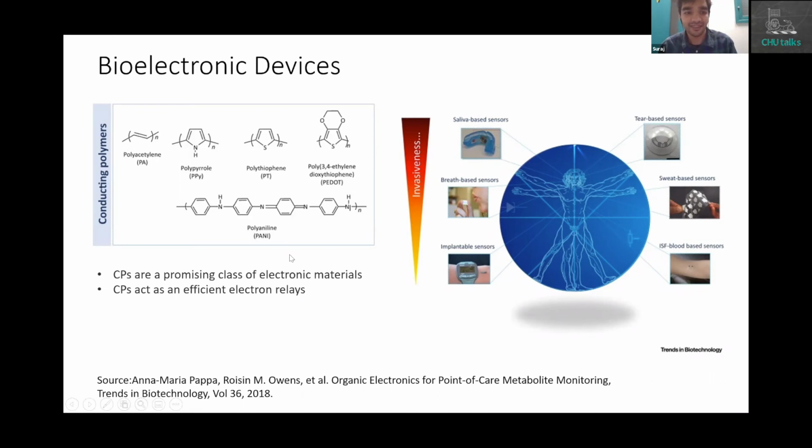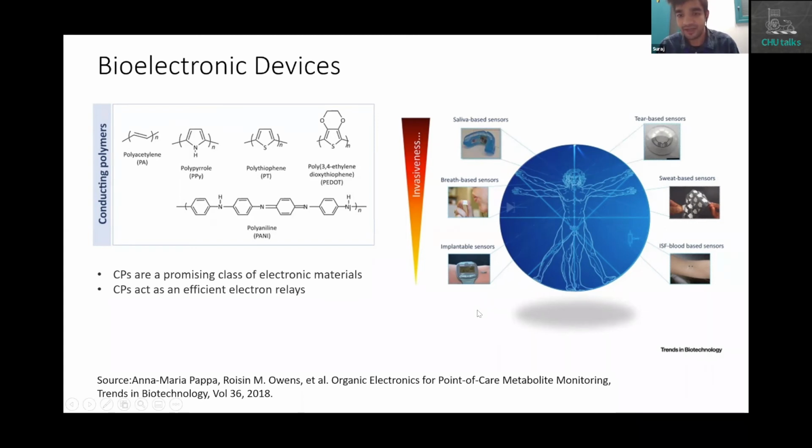These conducting polymers act as very efficient electron relays between a biological molecule and the transducer. If you remember from the primer on how to build a sensor, it's the first part and the second part. So it acts as a good relay between whatever you're attaching as a recognition element, in our case the lectin, and the transducer element, which would be the electrode below it.